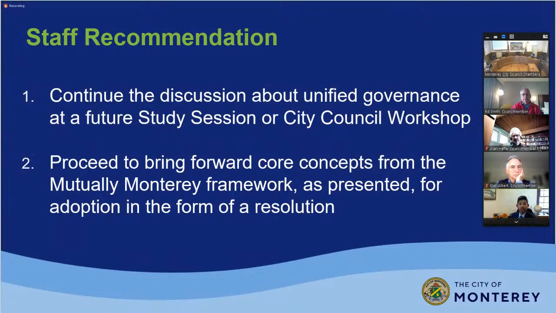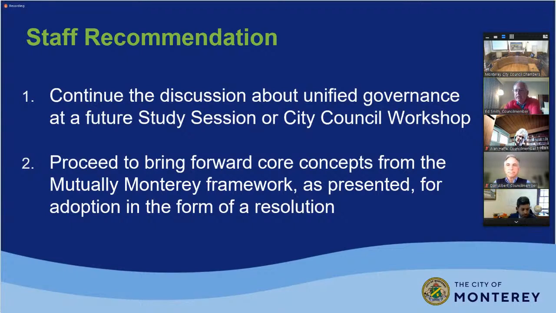So our staff recommendation in a nutshell today is perhaps to continue the discussion about unified governance at a future study session or maybe a city council workshop. Council may also choose, if you like, to proceed to bring forward the core concepts from the Mutually Monterey framework as presented, or if you like to modify it, for adoption in the form of a resolution. Some cities have taken this type of framework and have adopted that as something for the council to consider and for future councils to also consider. And this wraps up the staff presentation this afternoon.